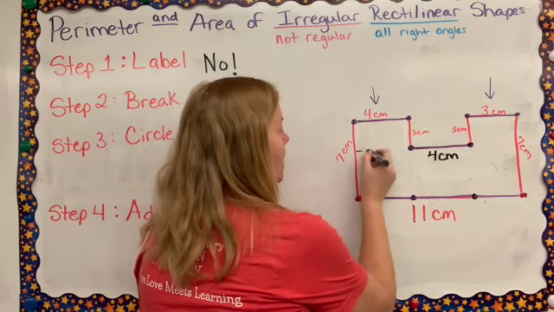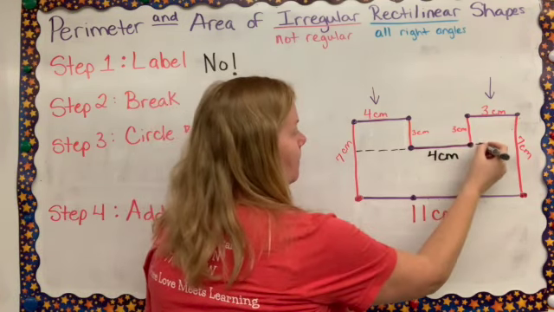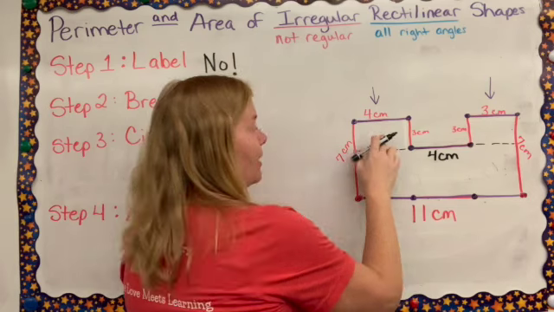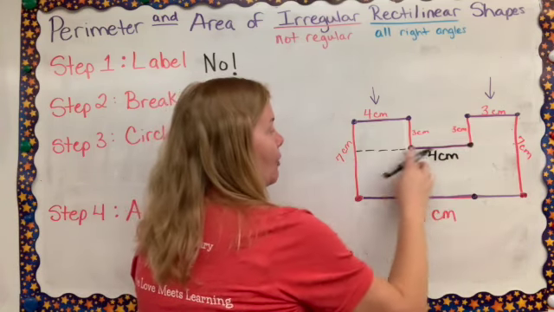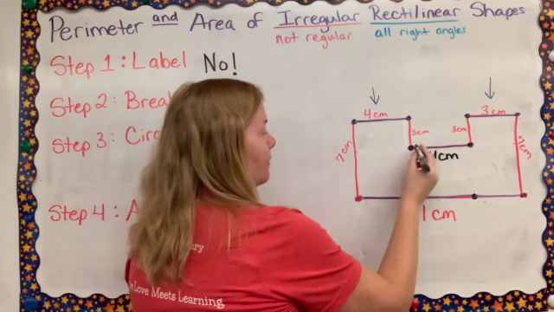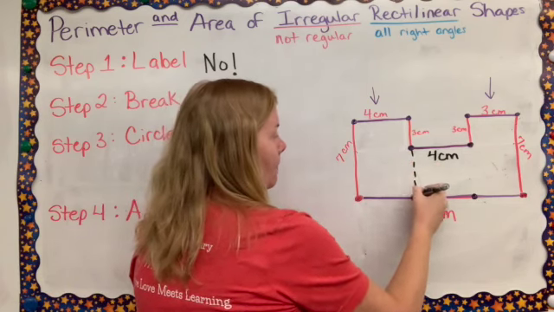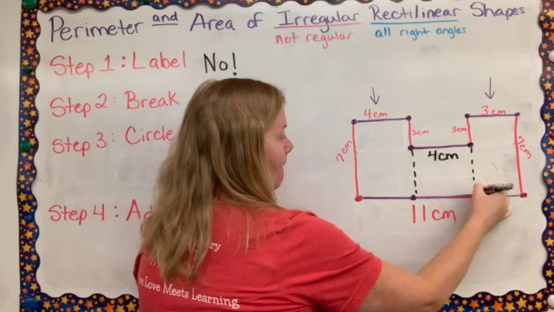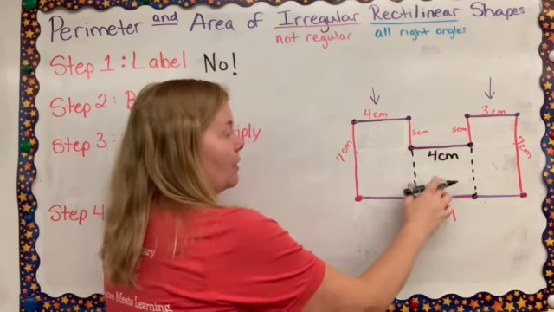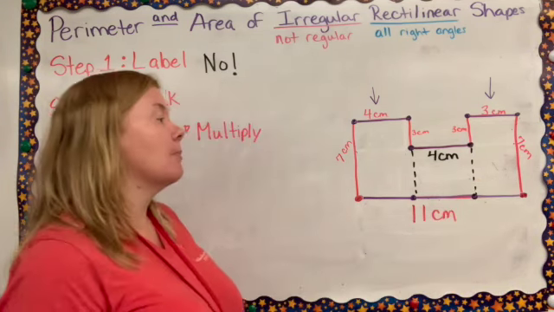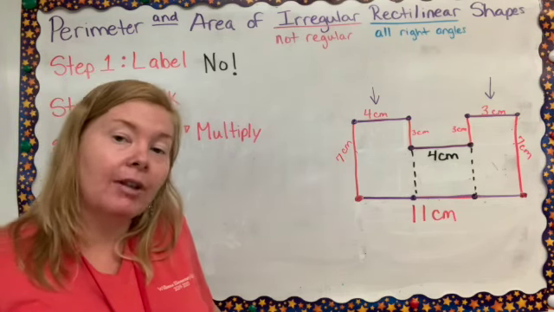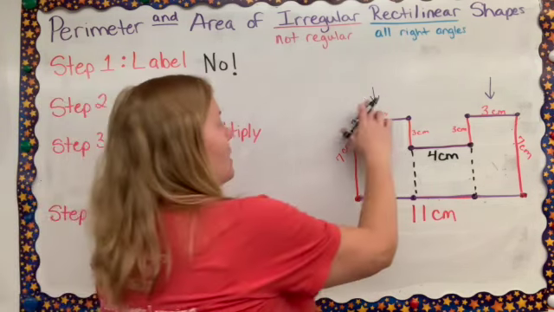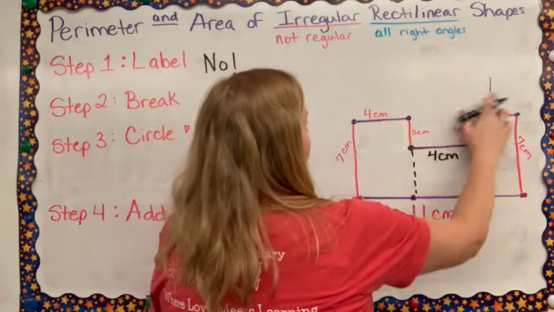If we break it horizontally, we have this one, and this one. If we break it vertically, we still have this one, this one, this one. It is completely up to you how you break it, but because I already have it broken vertically, I'm going to go ahead and roll with that. All right, get rid of those arrows.